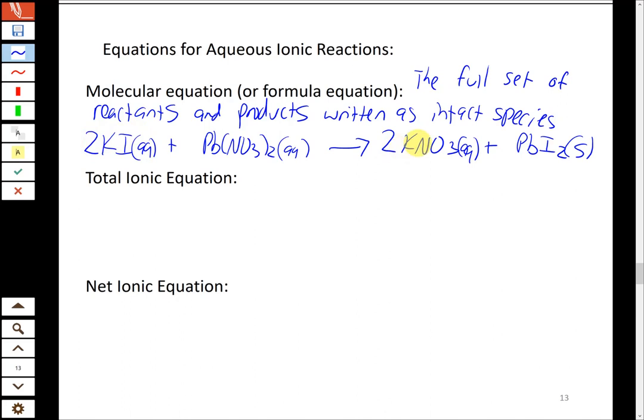So the coefficients for these types of equations are usually pretty small and pretty simple. 1, 2, maybe 3 at the most. You're not going to see huge coefficients, but you do need to make sure they're included to balance it. So that's going to be the molecular equation, probably the most common way that it'll be written. But there are 2 other ways we can also write ionic equations. So one of them is called the total ionic equation, where we're going to separate all of the soluble ionic compounds into their individual ions.